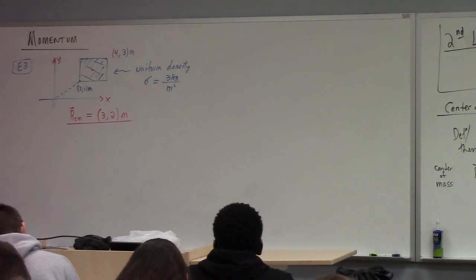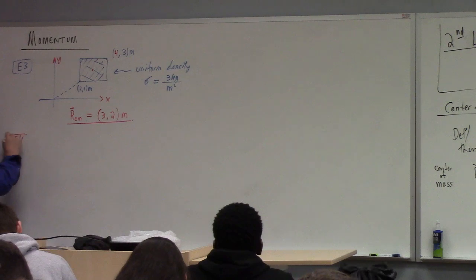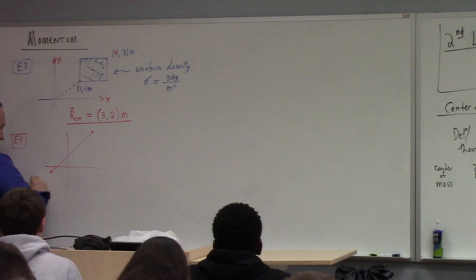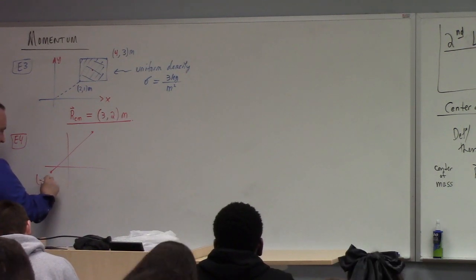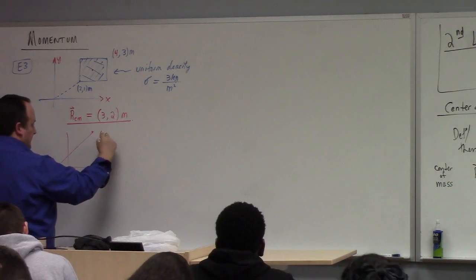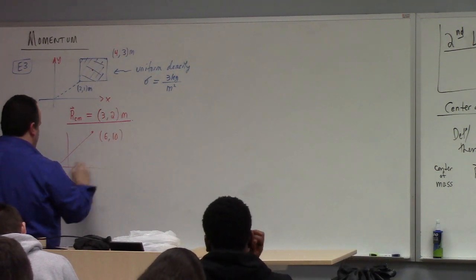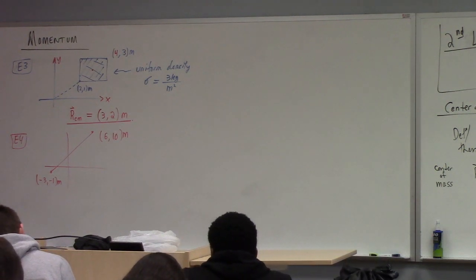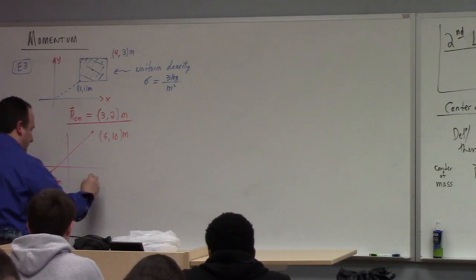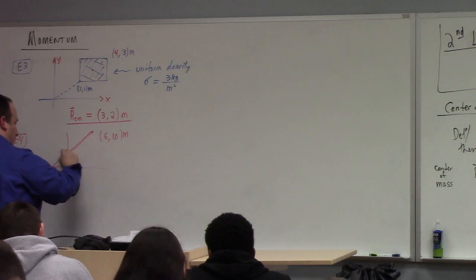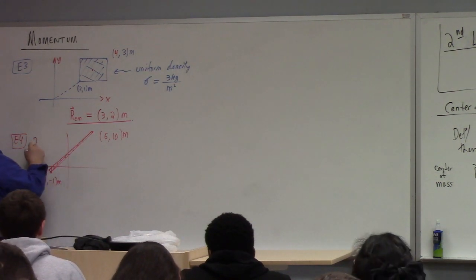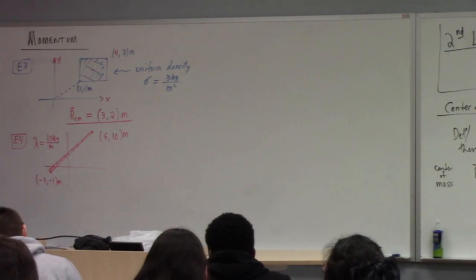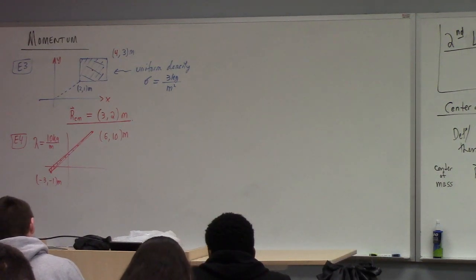So there's one. Example 4. What if I had a line segment from, say, -3, -1 up to, I don't know, 6, 10, and I'm in meters again? What's the center of mass, assuming again that lambda is, let's say, 10 kilograms per meter, and it has a constant mass density? Where's the center of mass?